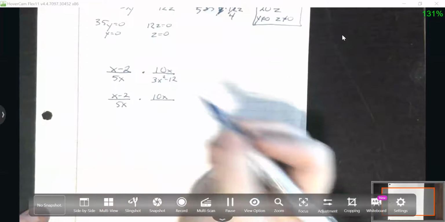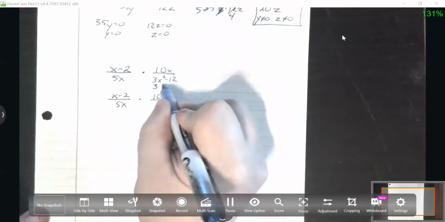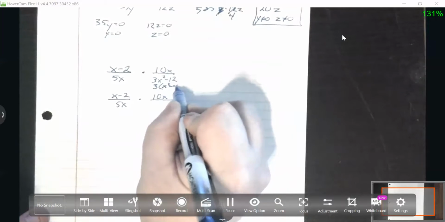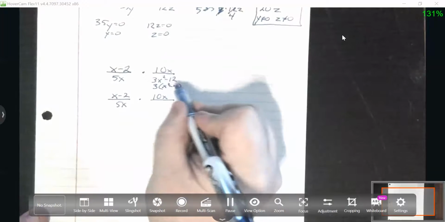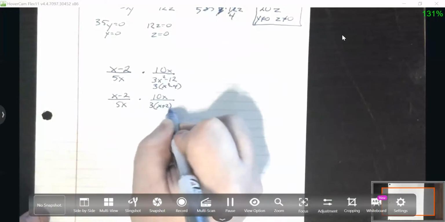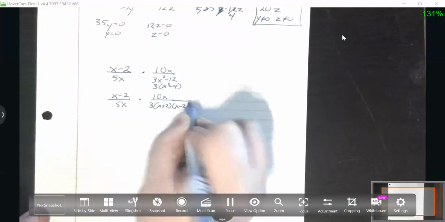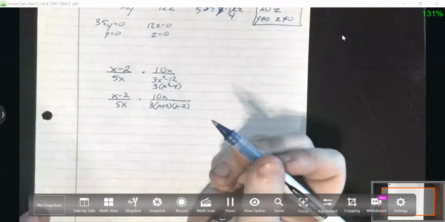So in this case, well, x minus 2, that doesn't factor. 5x, that doesn't factor. 10x, that doesn't factor. 3x squared minus 12 does factor. We could factor out 3 from it. That'd leave us with x squared minus 4. And x squared minus 4 is a difference of squares from algebra 1. So this would be 3 times x plus 2, x minus 2. All right, so we did that.